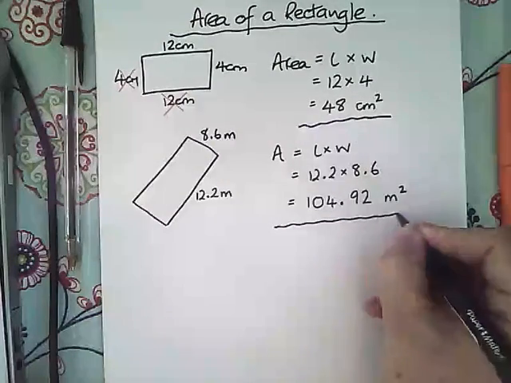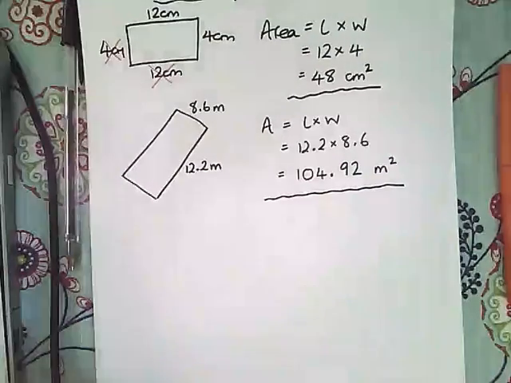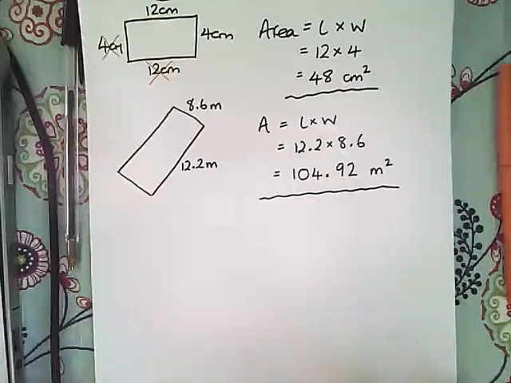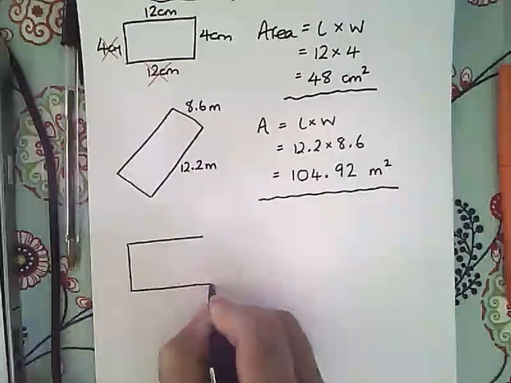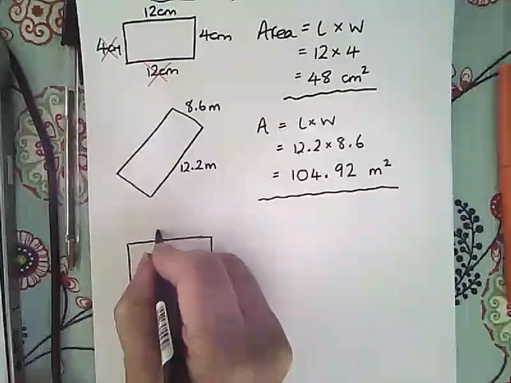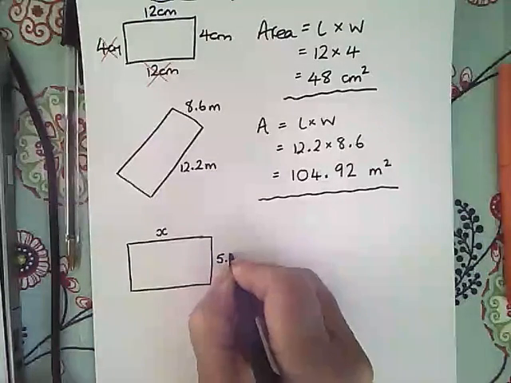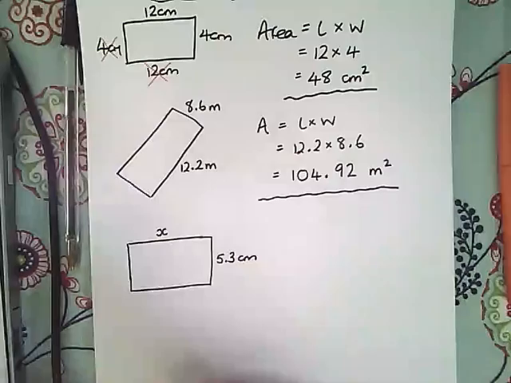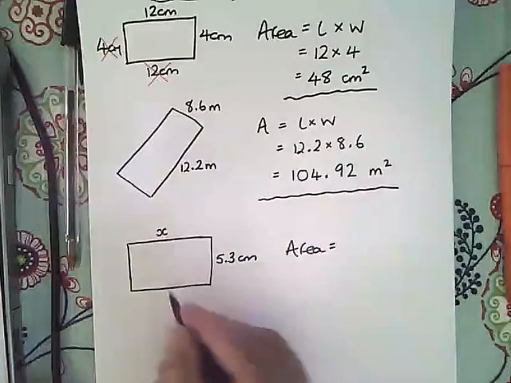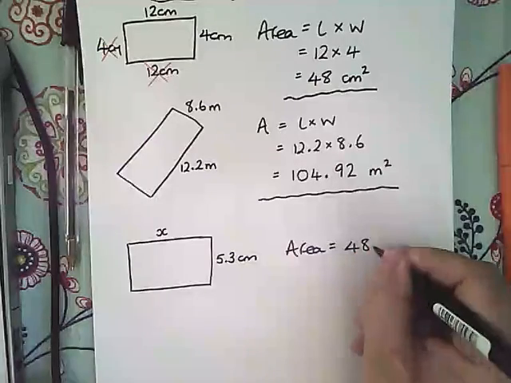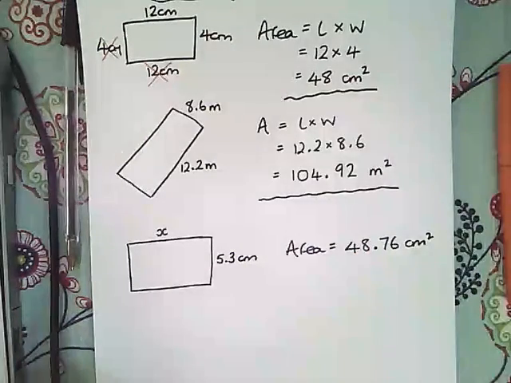And finally, sometimes you're given the area and you're asked to work out a missing length on the rectangle. So let's have a look at this. Here we've got a rectangle with a side length we're going to call x along the top and 5.3 centimetres here. We're told that the area of this rectangle is equal to 48.76 centimetres squared.